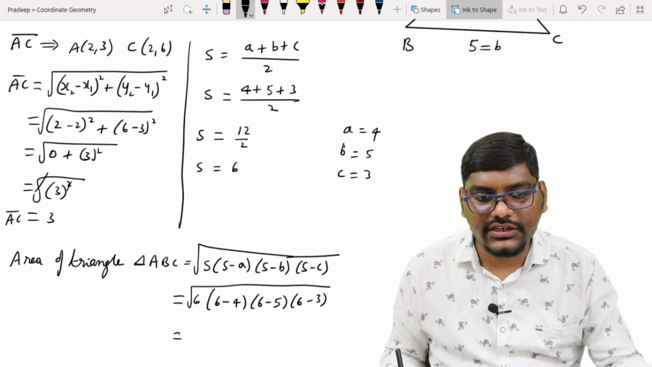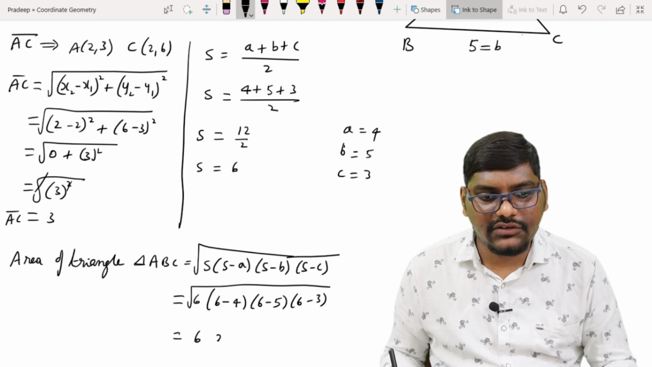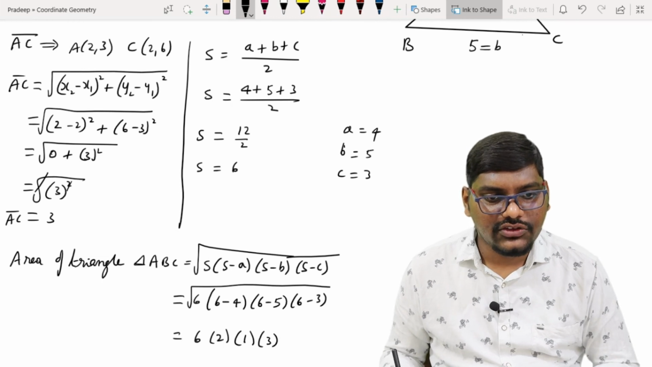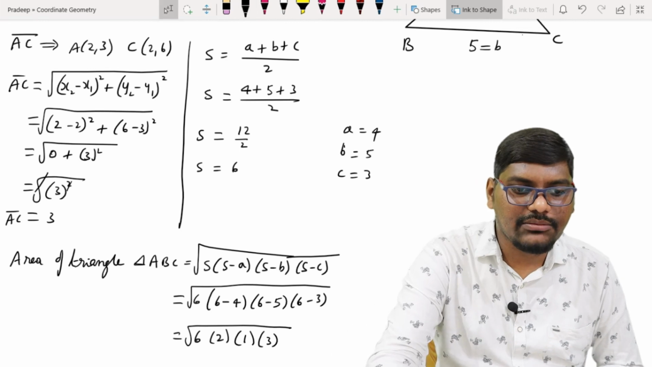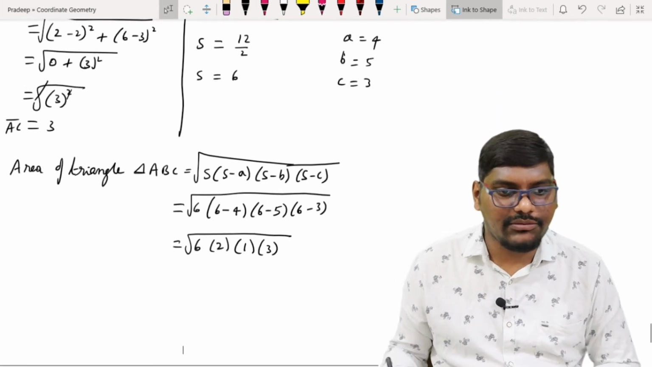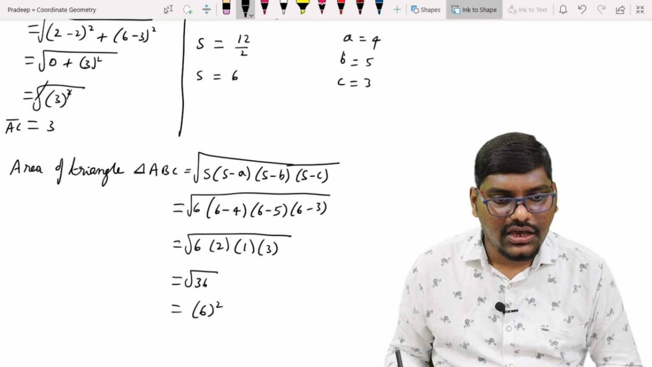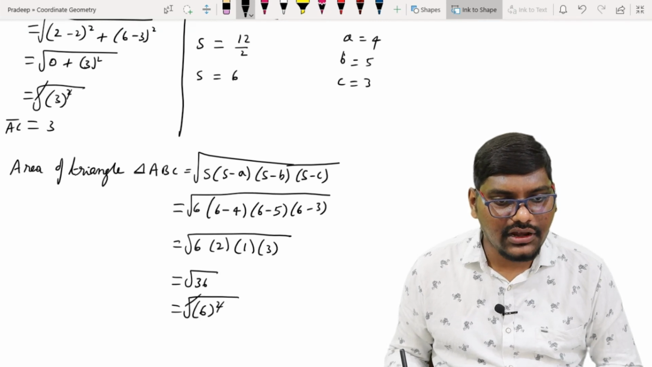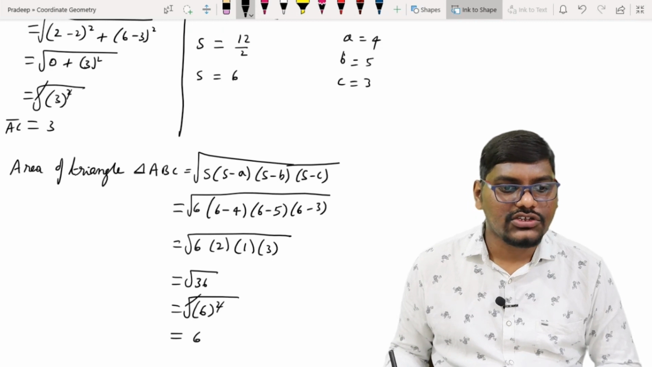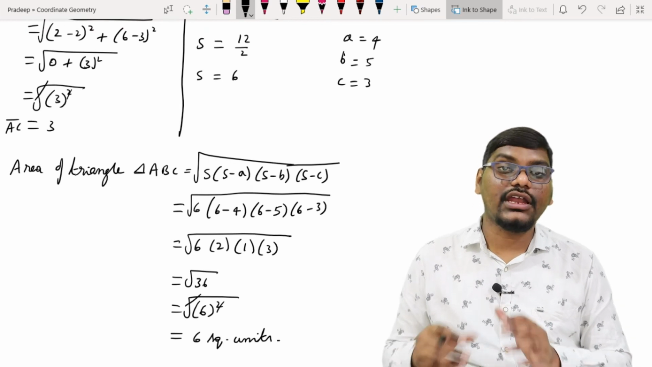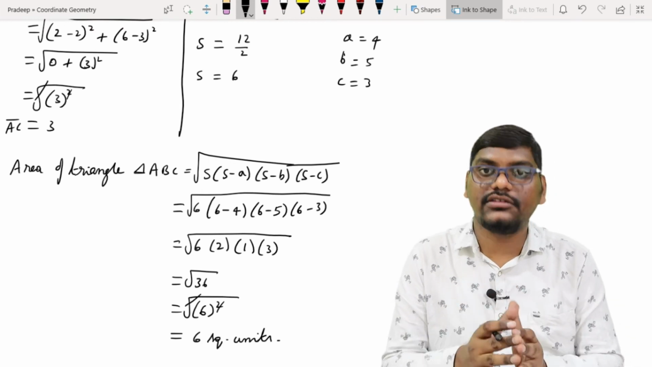So I can write this as 6, 6 minus 4 is 2, 6 minus 5 is 1, 6 minus 3 is 3, under root. When we multiply, we'll get the area of triangle ABC. 6 times 2 is 12, 12 times 3 is 36. So root 36 is nothing but root of 6 square. So the root and square cancel. We are getting area as 6 square units. So this is the way we find the area of a triangle by using Heron's formula.